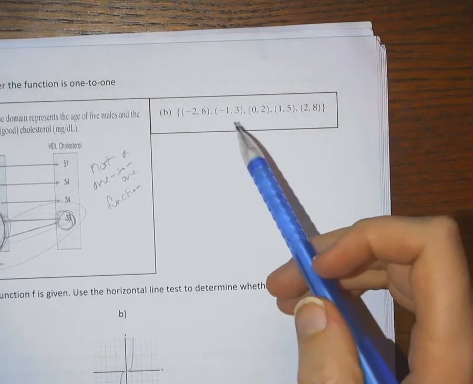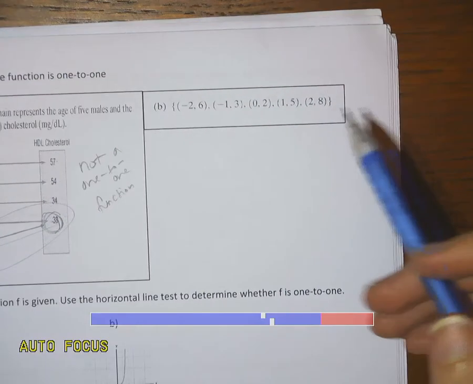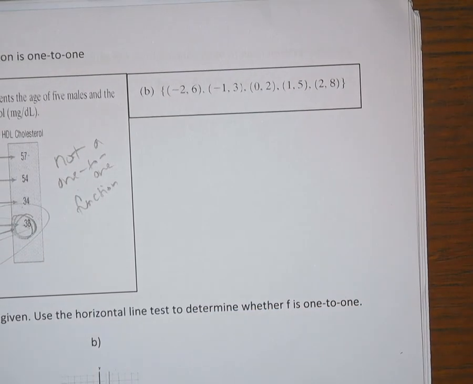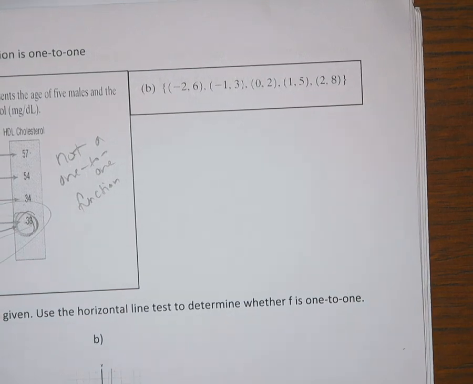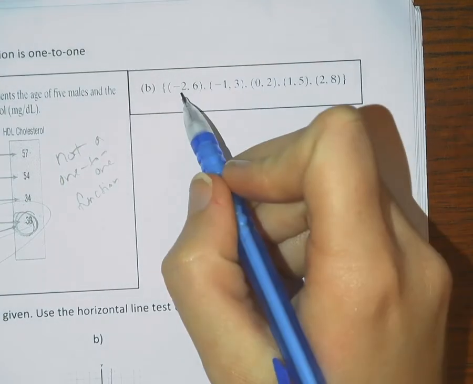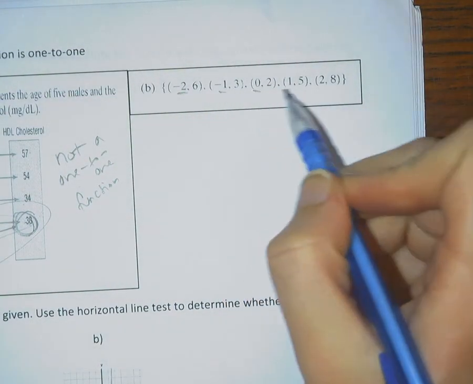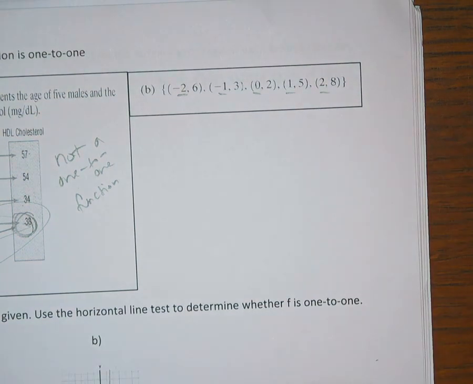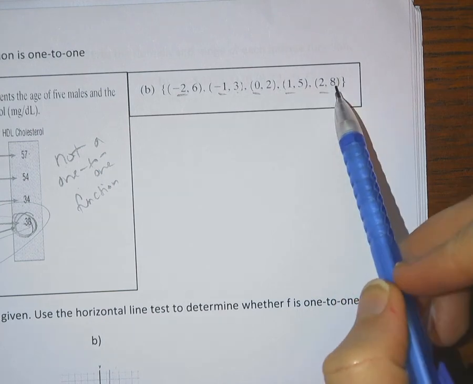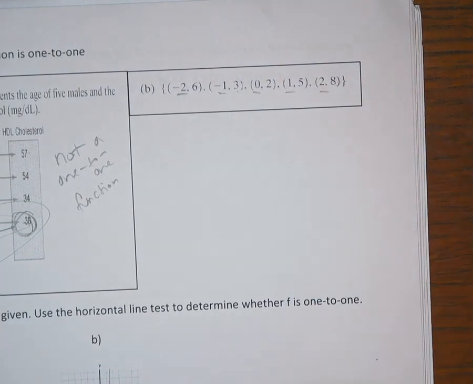B, this time I have some points. Let's zoom in a little bit on this one right here. Okay, so I have the points -2, 6; -1, 3; 0, 2; 1, 5; and 2, 8. So I need to look and see, does every input have only one output? So do any of my values for my inputs share this same output? And I see here 6, 3, 2, 5, 8. None of those have the same output value.